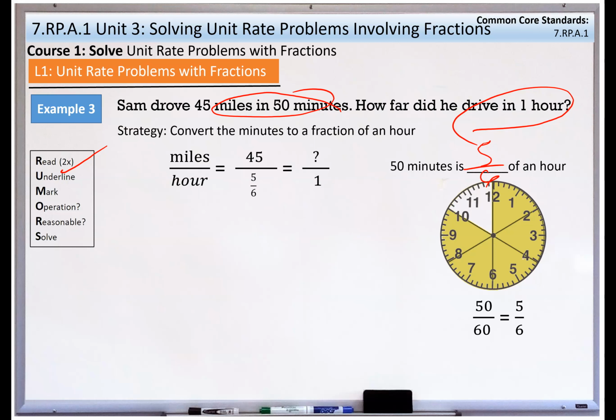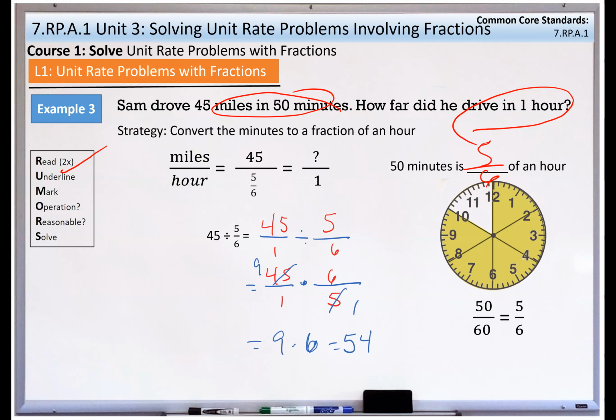So now we have our denominator. We've converted our minutes to a fraction of an hour. Same process. What's your answer? All right. 45 is the same as 45 to 1. Multiply by the reciprocal of the divisor. We see we can simplify before we multiply. 9 times 6 is 54 miles per hour.